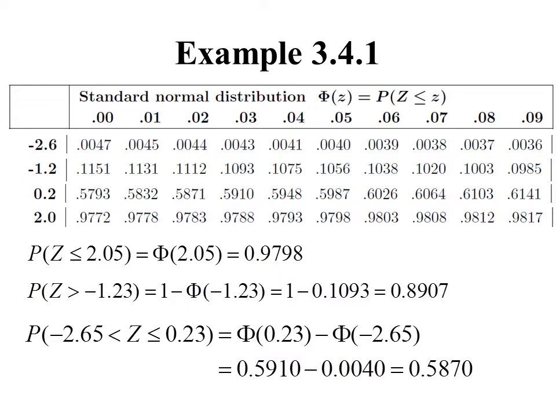Last one, let's find the probability that z is between negative 2.65 and positive 0.23. So this is going to be phi of 0.23 minus phi of negative 2.65. So we go on our table C1 to 2.203, and we get that value, 0.5910. And then we go to negative 2.605. We get that area to be 0.0040. Subtract the two, and we get our probability of 0.5870.